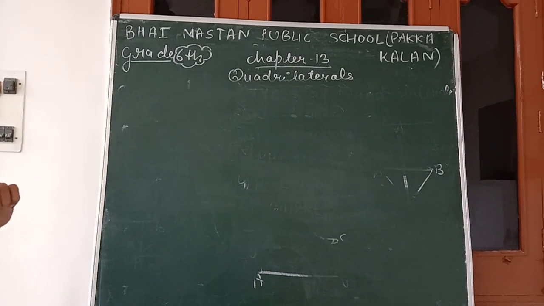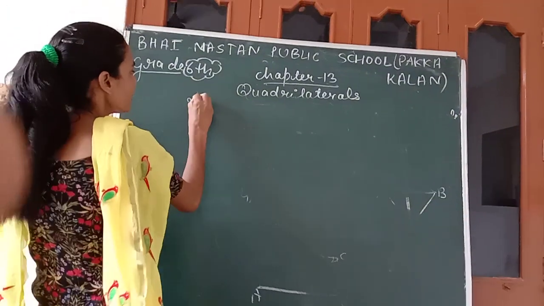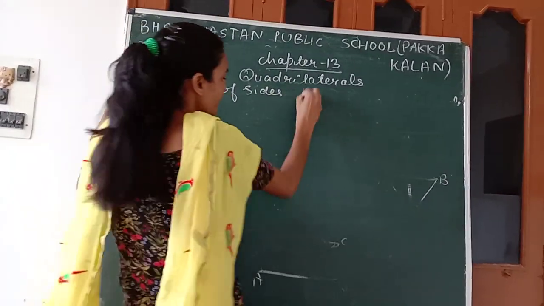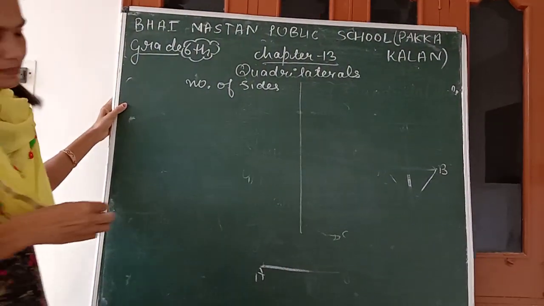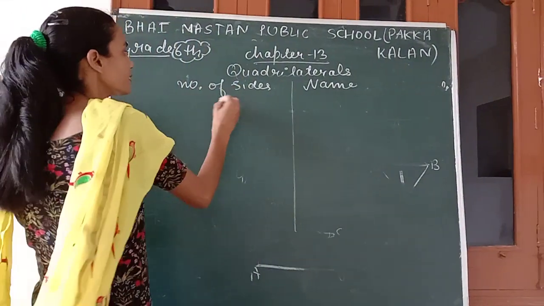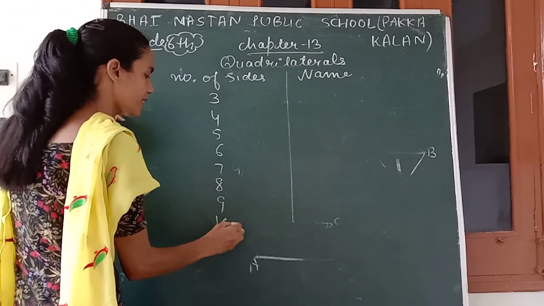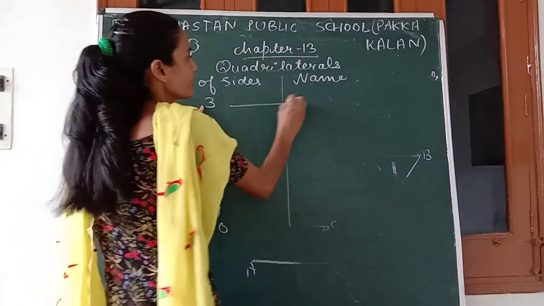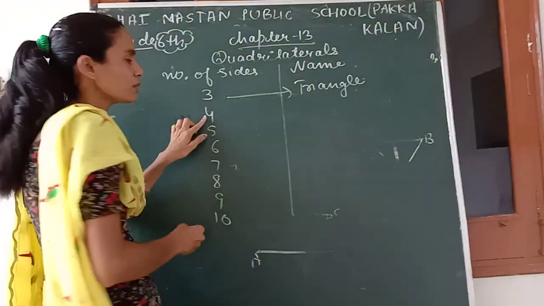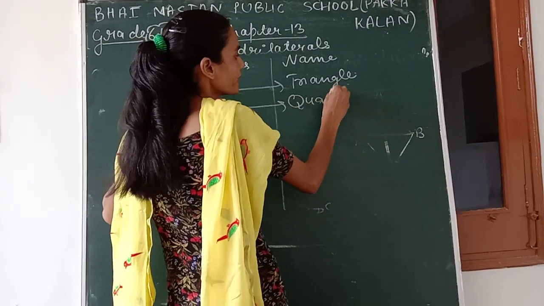On the basis of sides, here write the number of sides and here the name. Number of sides 3, 4, 5, 6, 7, 8, 9, 10. If the number of sides is 3, what do we call it? Triangle. Number of sides 4? Quadrilateral.